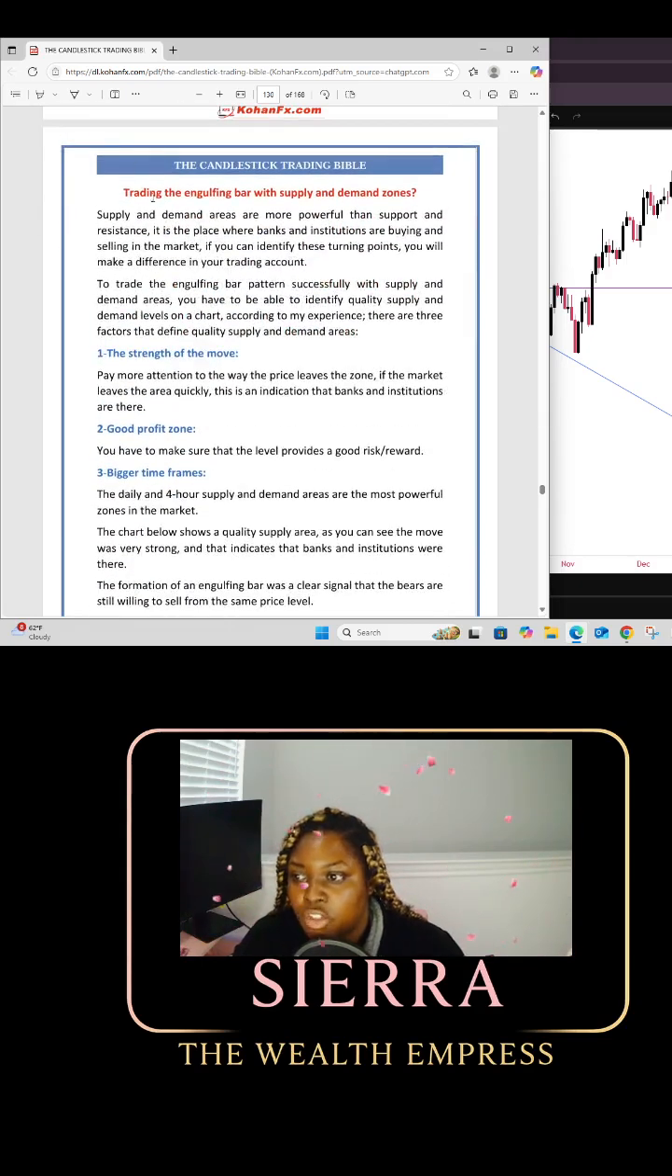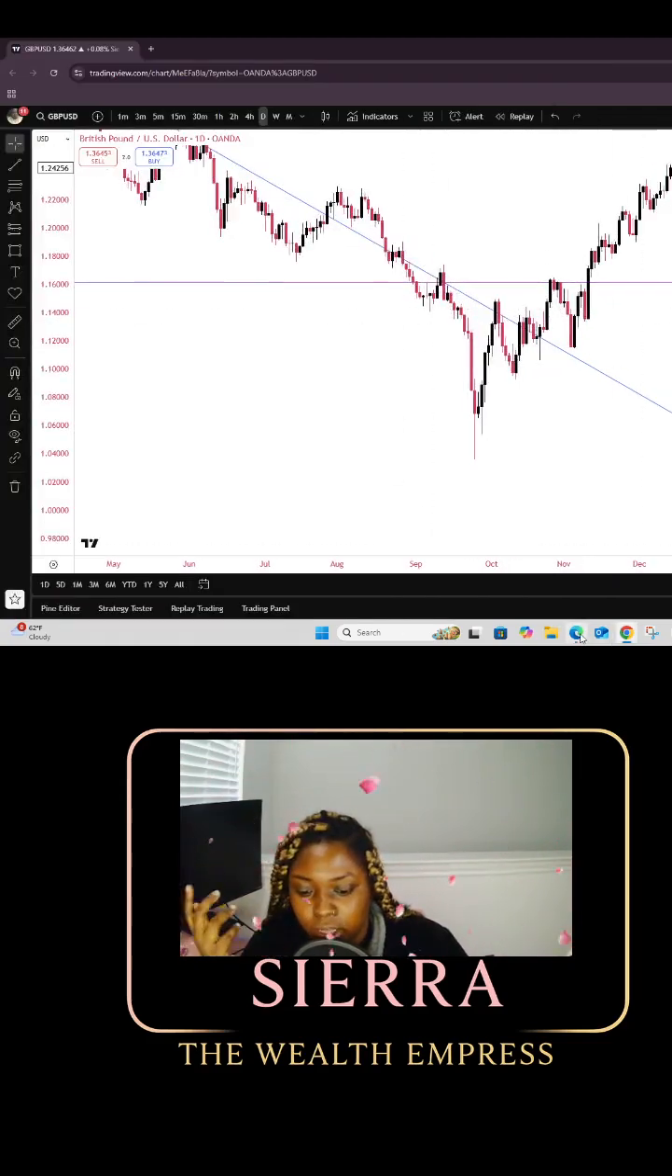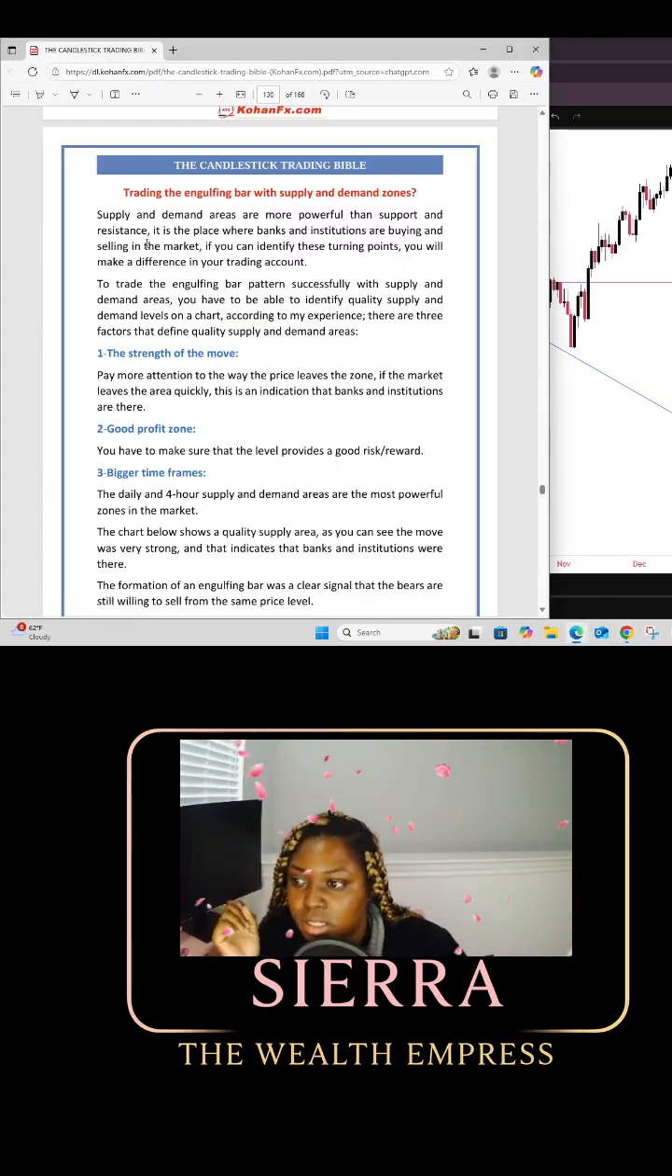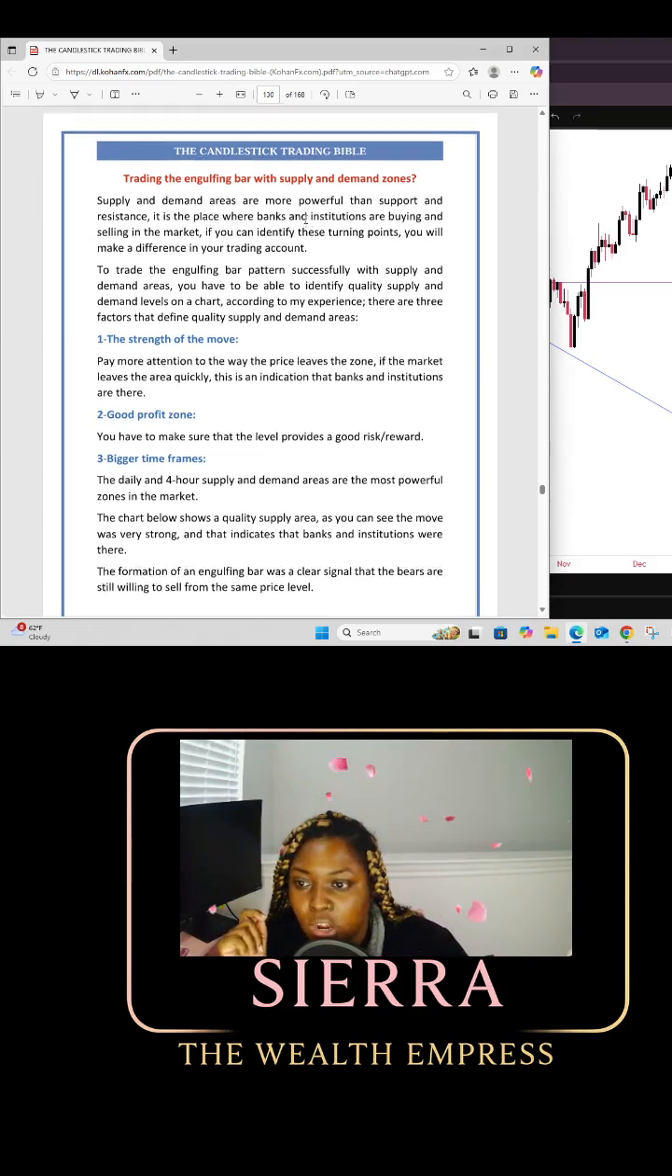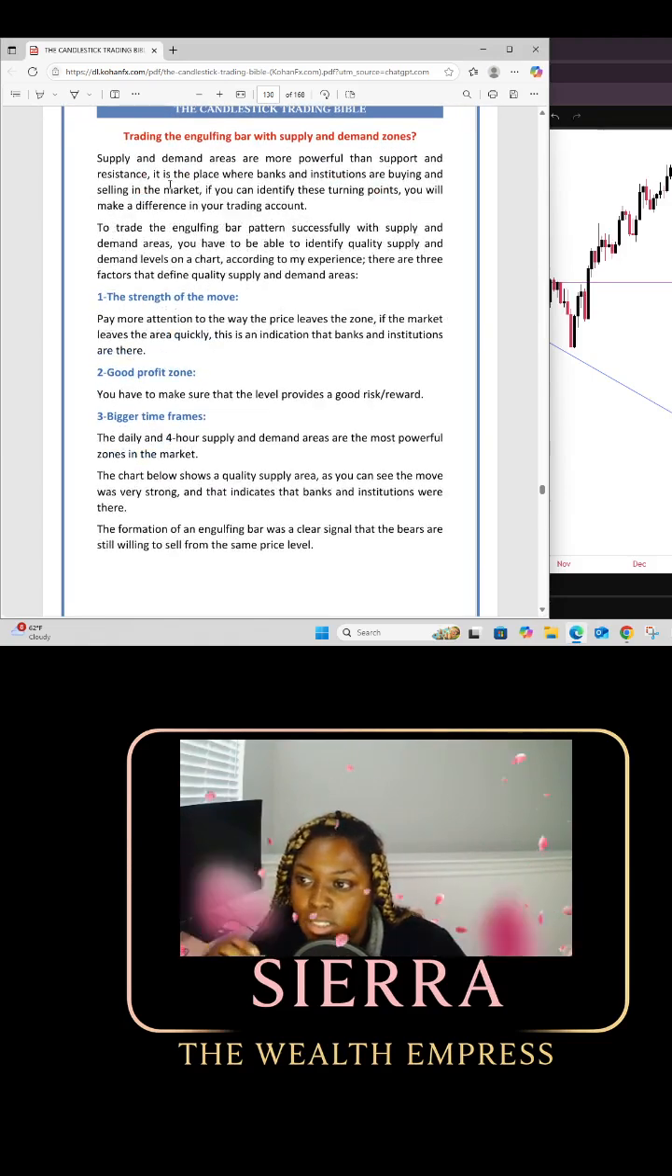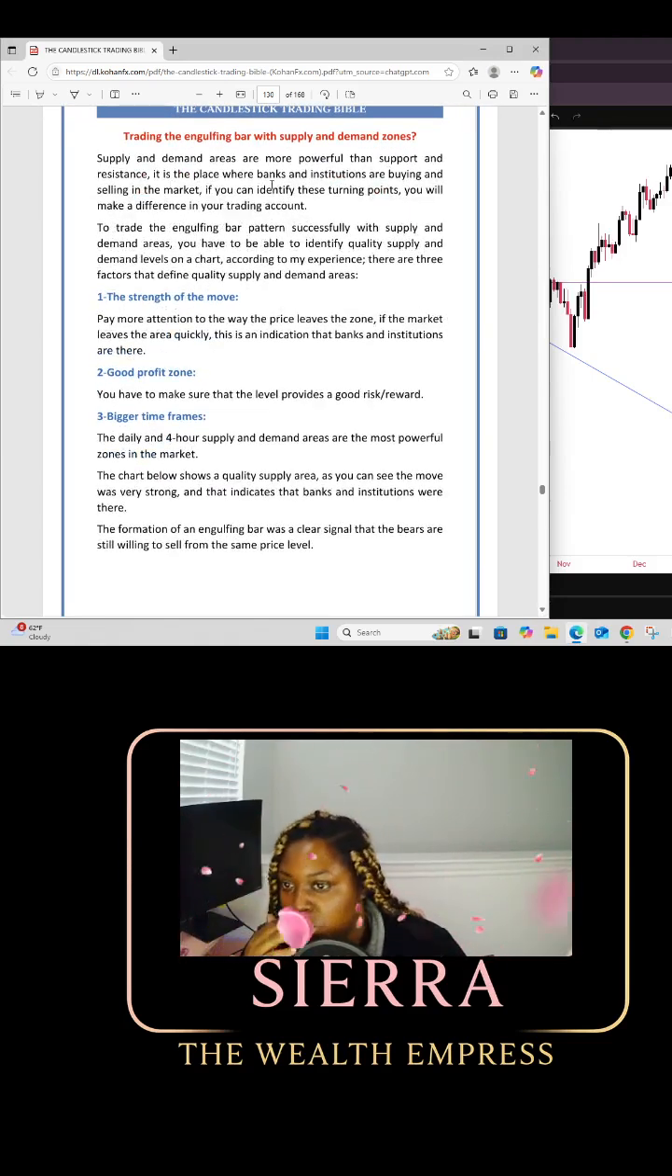All right. Trading the engulfing bar with supply and demand zones. Supply and demand zones are another form of support and resistance, but you find them differently. Supply and demand areas are more powerful than support and resistance. It is the place where banks and institutions are buying and selling in the markets. If you can identify these turning points, you will make a difference in your trading account.